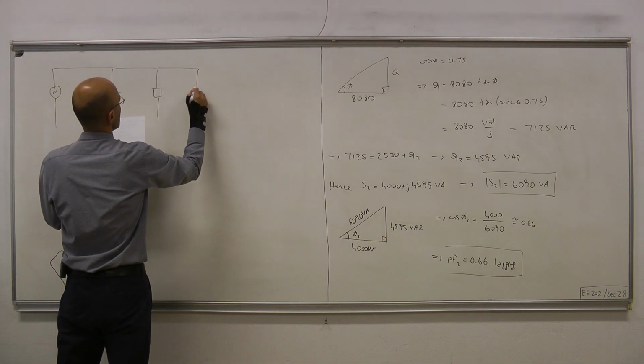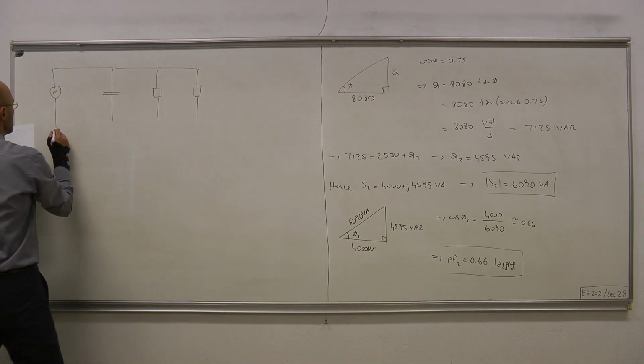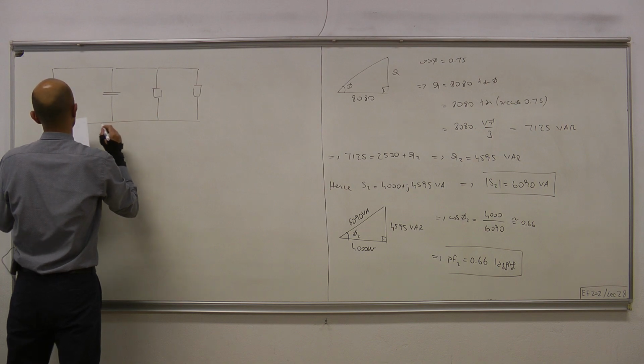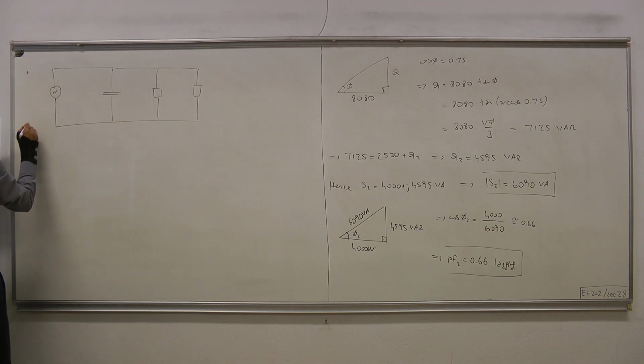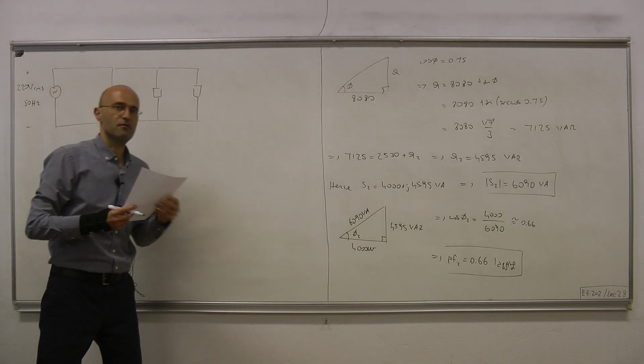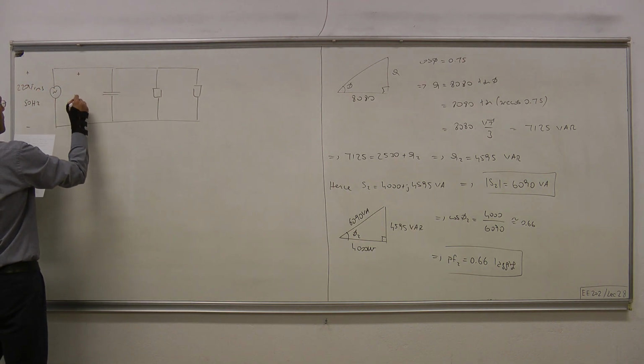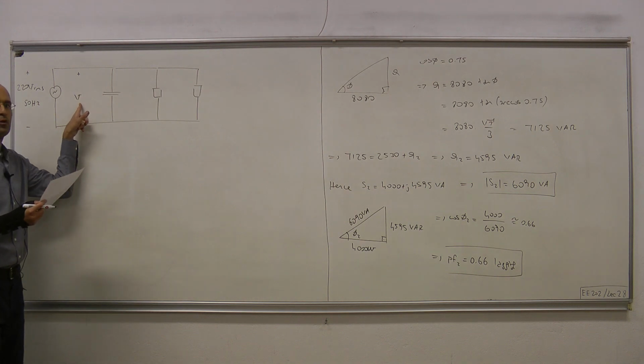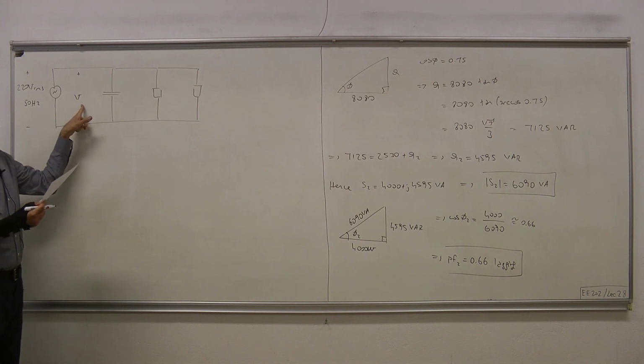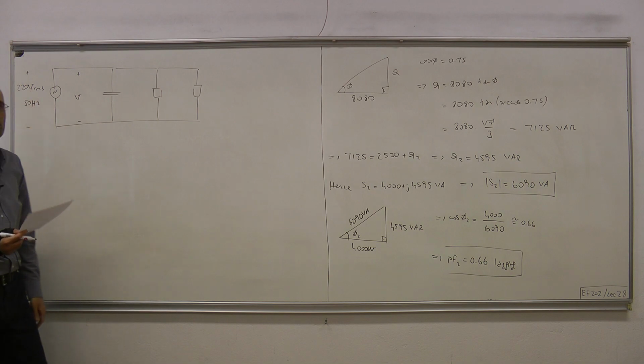Load 1, and then here we have load 2. Plus minus 220 volt RMS, and the frequency is 50 Hertz. Let's call this voltage V. This is the voltage phasor whose RMS value or effective value we know equals 220.